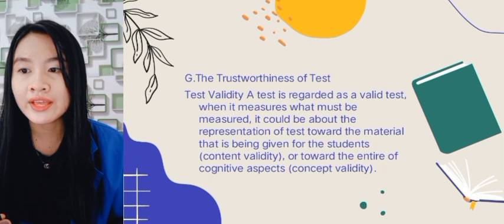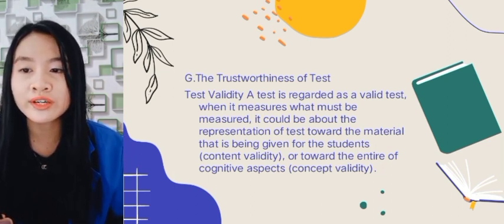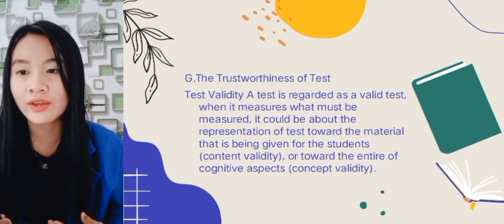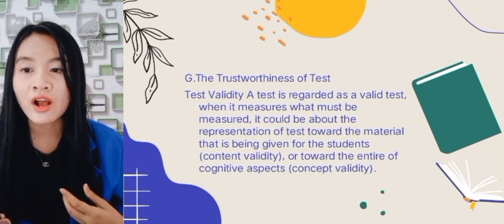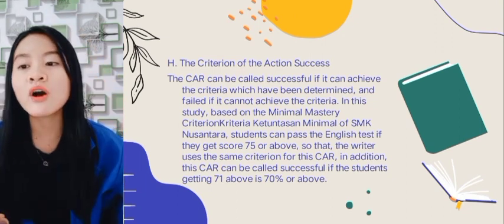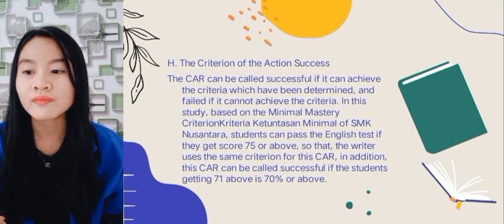A test is regarded as a valid test when it measures what must be measured. It could be about the representation of the test toward the material that is being given to the students, called content validity, or toward the cognitive aspect or concept, called construct validity. And the next, H, about the criterion of the action success.